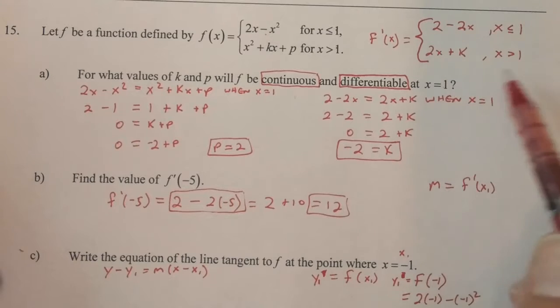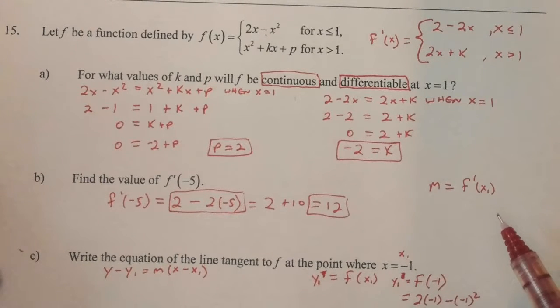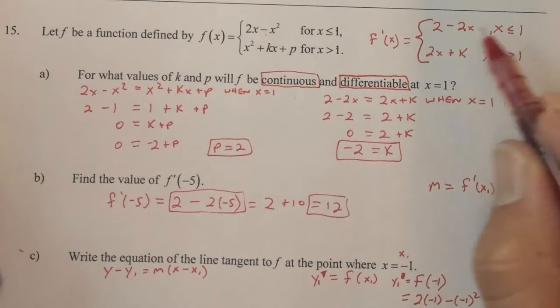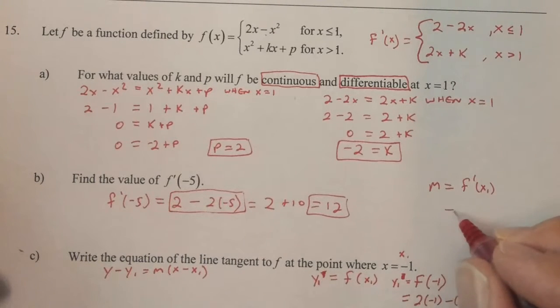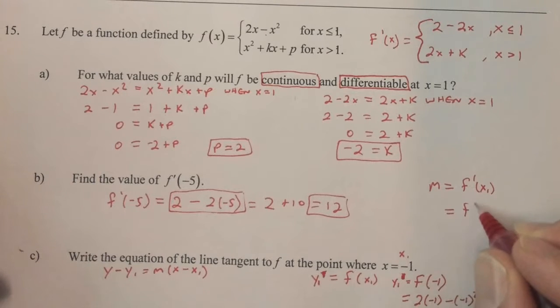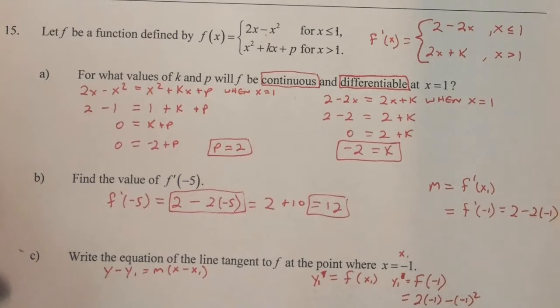So our derivative is right here. We're interested when x is equal to negative 1, which is less than 1. We're going to plug negative 1 into the top part of the derivative. So our slope, which is f prime of negative 1, is equal to 2 minus 2 times negative 1. That means it's equal to 2 plus 2, or 4.